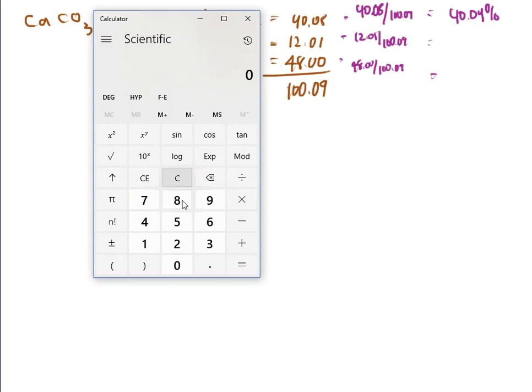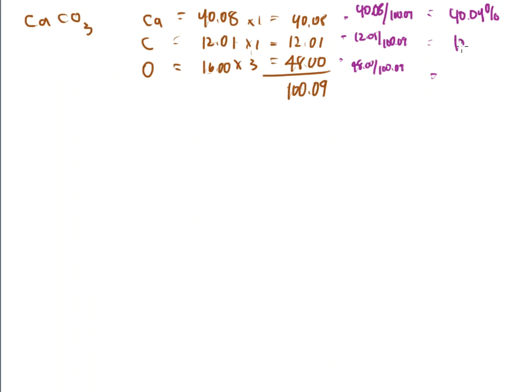All right, so next, 12.01. And then I'm going to divide that by 100.09, times it by 100 to change it to a percentage. And I get basically 12%, 12.00%.